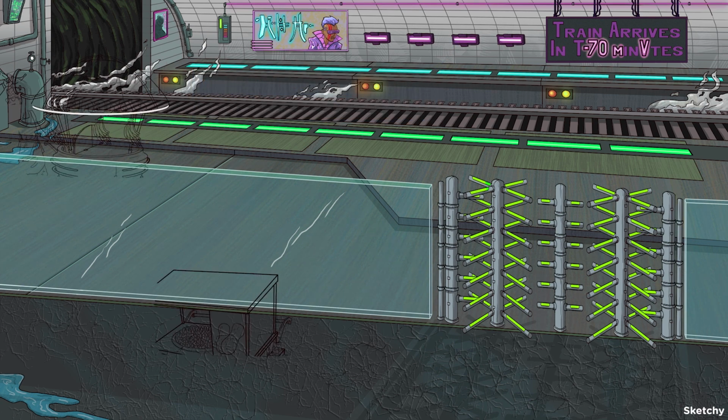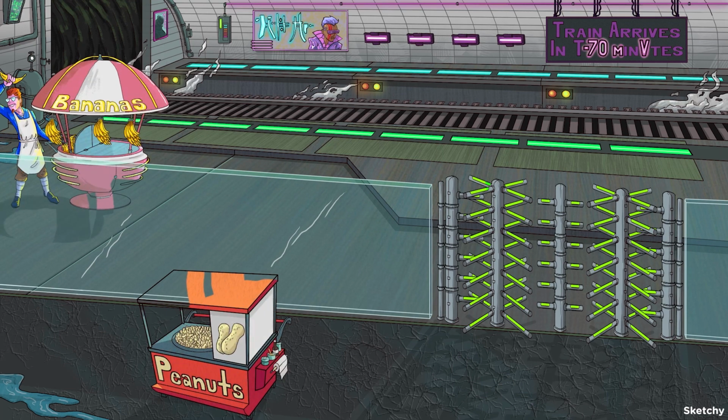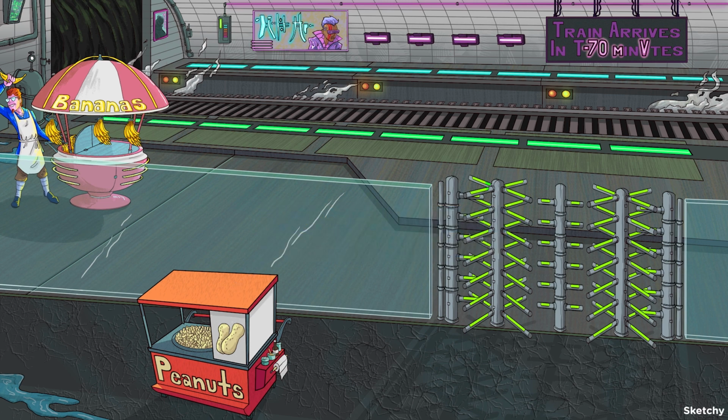Electric potentials are generated by ions accumulating inside the cell and in the extracellular space. For resting membrane potential, the key ions are sodium and potassium. Peanuts are our recurring symbol for sodium, and bananas symbolize potassium. This peanut stand outside the barrier symbolizes that at rest, sodium is more concentrated outside the cell than inside. For potassium, it's the reverse.